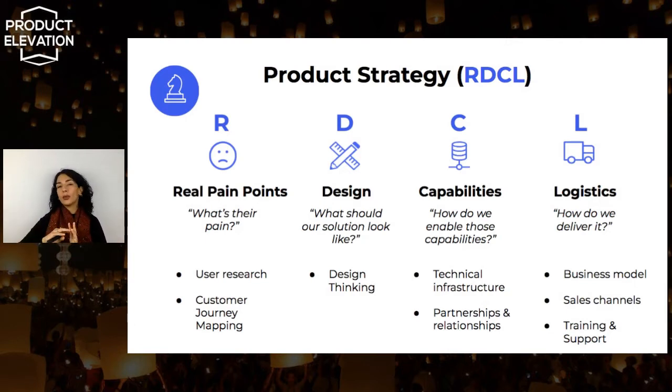This is the part that we so often forget when building our product. These are ideas that are bolted on as afterthoughts. We need to think about the business model, thinking about sales channels. How will we support this product? How will we train people to use it? How does the product get delivered to the customer? We need to think about these elements in a way that it's aligned with the R, the D, and the C.